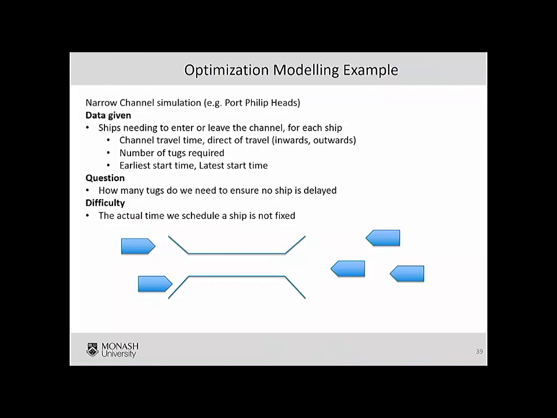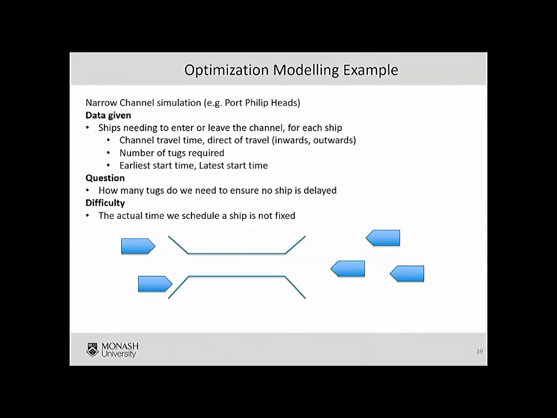So here's a very simple simulation I might want to do, or model I want to build. I'm talking about a narrow heads, where ships have to go through and they need tugs to move them through, like Port Phillip Heads, for example. Each of the ships needs to enter or leave the channel, and it has a channel travel time, so how long it'll take to cross the channel, and a direction of travel. It's either going in or out of the port. And each ship may need some number of tugs to move it, okay? So really big ships need lots of tugs.